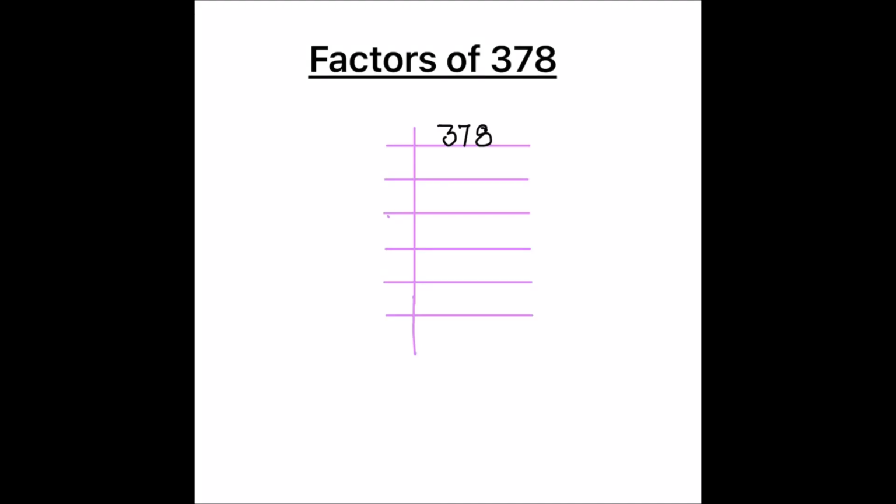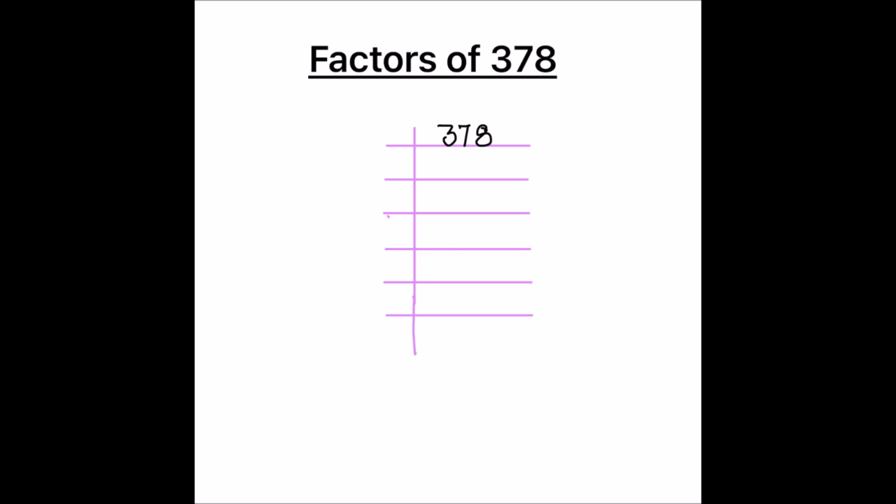Hello students, in this video we are going to learn how to find the factors of 378 using the prime factorization method. In the prime factorization method, we divide numbers using prime numbers and find their prime factors. Prime numbers are numbers which are only divisible by 1 and the number itself. A prime factor is a number which divides this number fully without leaving a remainder.